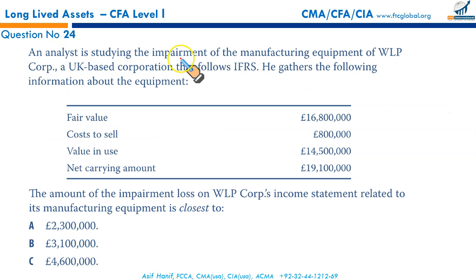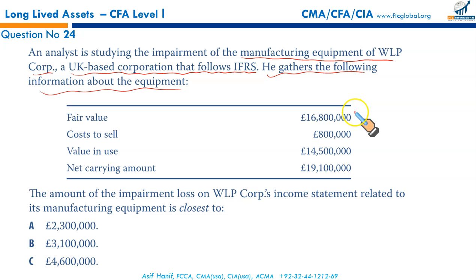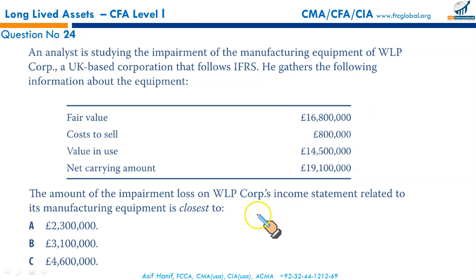An analyst is studying the impairment of manufacturing equipment of WLP Corporation, a UK-based corporation that follows IFRS. He gathers the following information about the equipment. We have been given the fair value, cost to sell, value in use, and net carrying amount. The amount of the impairment loss on WLP Corporation's income statement related to this manufacturing equipment is closest to what? We have to apply the IFRS impairment rule. You compare your carrying value or book value with the recoverable amount, and the lower of these is taken as the new basis, and the difference would be the impairment.